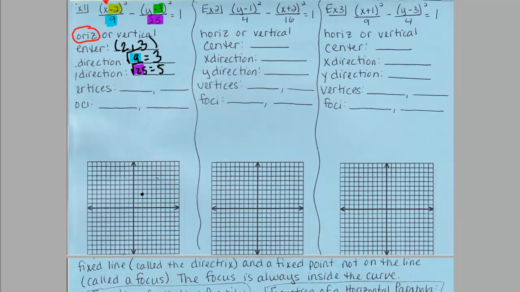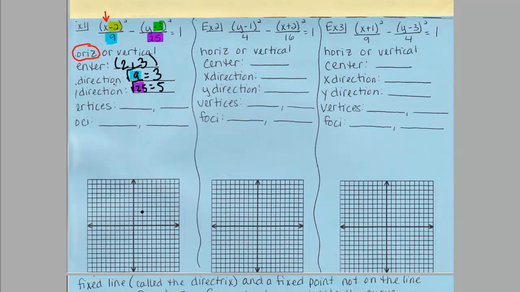So this is the center. And then we're going to do the x direction and the y direction. Our x direction is 3, so we're going to count 3 to the right and 3 to the left. So 1, 2, 3 to the right, and 1, 2, 3 to the left. And then we have our y direction, which is 5, and that's how many we're going to count up and down. So we have 1, 2, 3, 4, 5 up, and 1, 2, 3, 4, 5 down. And with these, we're going to draw a little imaginary box. It will look like this. We're just going to dash the lines for it.